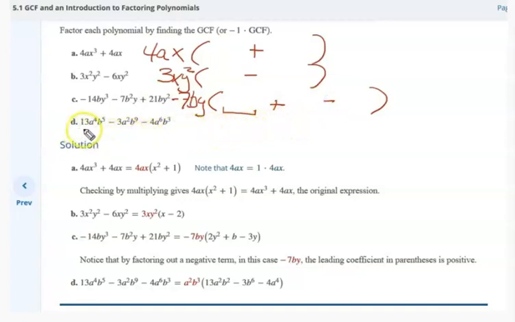Now for D, we have a 13, a 3, a 4. There are no common numbers. We have a to the 4th, a to the 2nd, a to the 6th. So we can take out a to the 2nd out of each term. b to the 5th, b to the 9th, b to the 3rd. We can take out b to the 3rd. And then whatever's left, this will be a negative, this will be a negative, and this will be a negative.